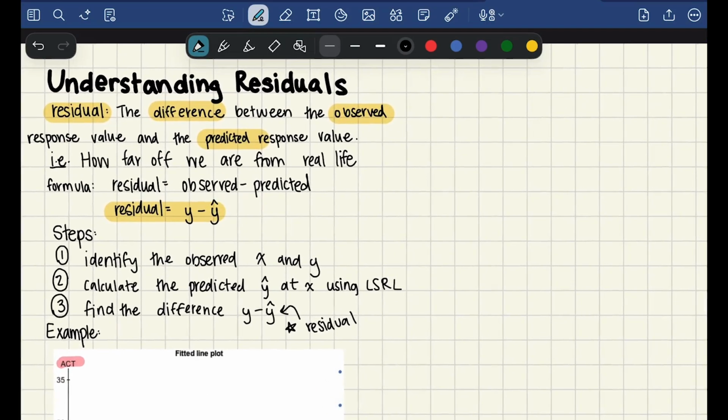So just to quickly wrap up, remember that the residual is the difference between the expected and the observed response value, where we do y minus y hat. And we have 3 steps. First, identify the observed x and y. Second, calculate the predicted y hat. And third, find their difference.